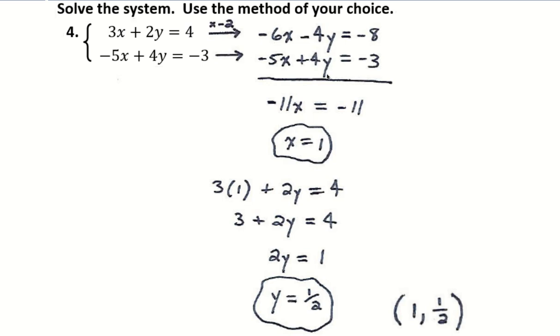And so now that I have this system and the y's are going to cancel out, I add the equations together to get to here, which opens up an easy door to solve for x, and I get x equals positive 1 by dividing both sides by negative 11. And once you know that x equals 1, looks like I chose to plug this answer back into here so I could figure out that y would equal 1/2. And so 1 comma 1/2.